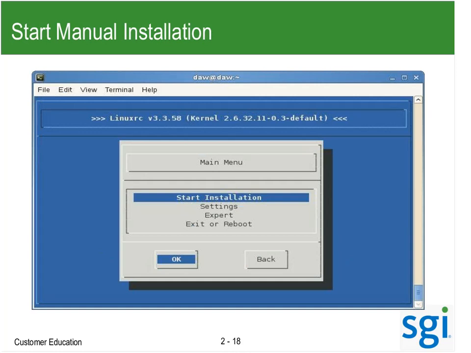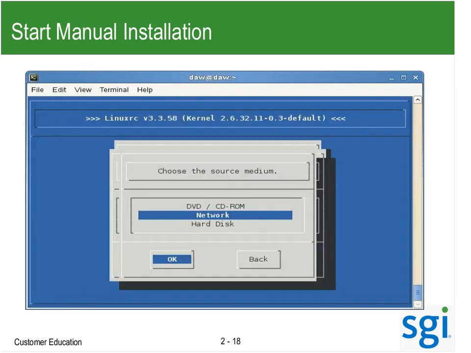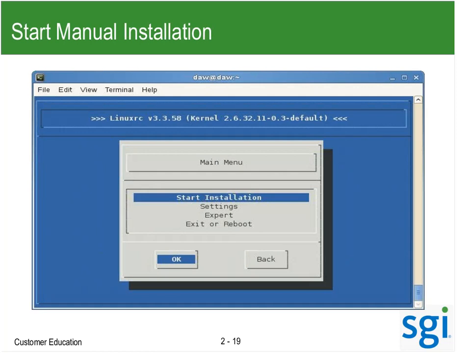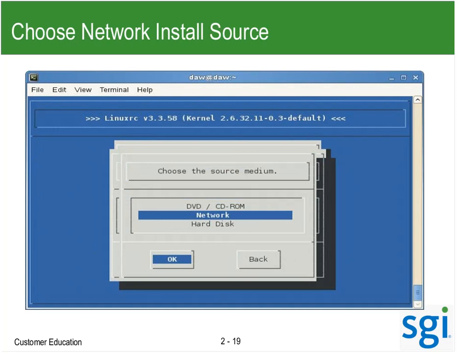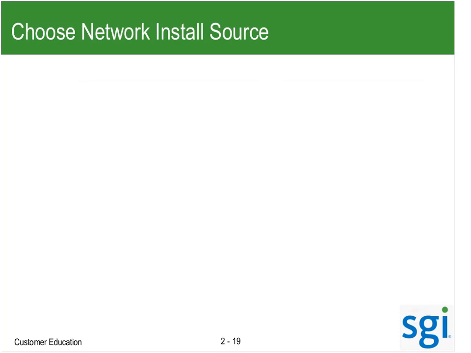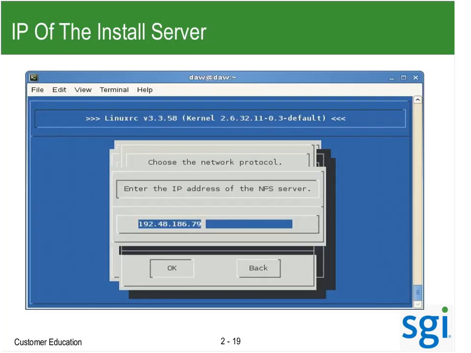And then I'm at a start installation screen. Again, I'm calling this manual installation. And then I hit, again, hit start installation, and it goes to network, or actually it was on DVD, and I down arrow to network and hit OK. And then I've got to put in the IP address of my NFS server.